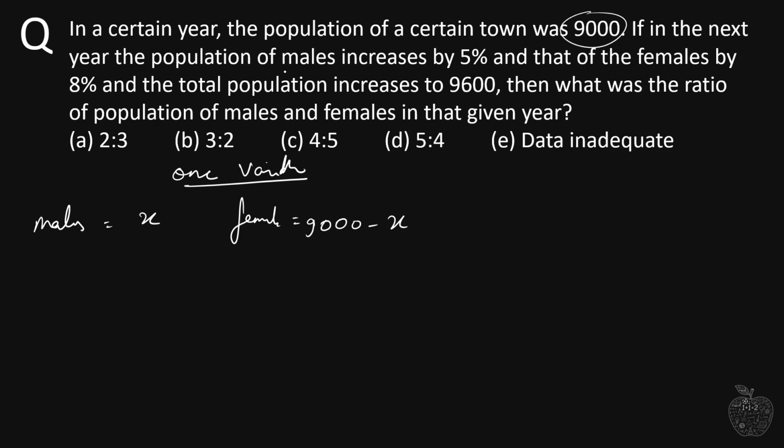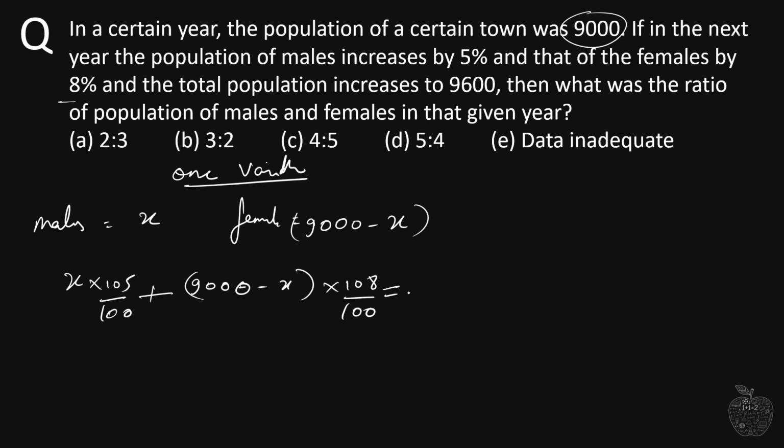If in the next year the population of male is increased by 5%, originally the population is x, which is the entirety of 100%, and it increases by 5%, so the value becomes 105%. And that of female by 8%, so the female population, 9000 minus x, is 100%, and it increases by 8%, so this value becomes 108%, and the total population increases to 9600.